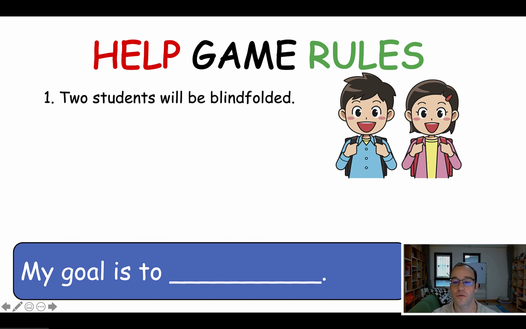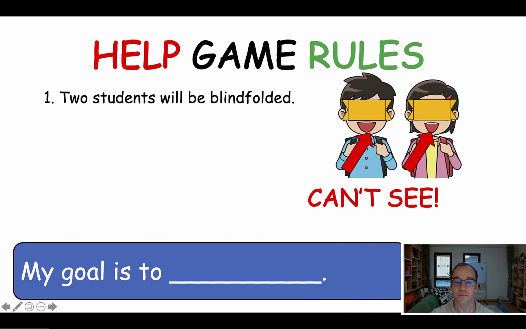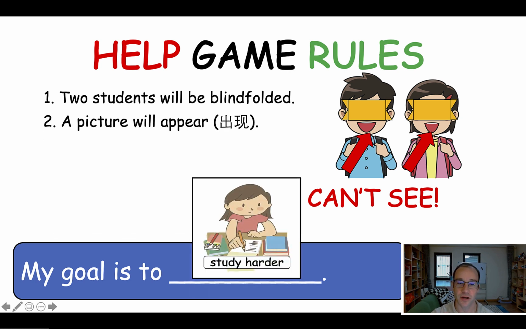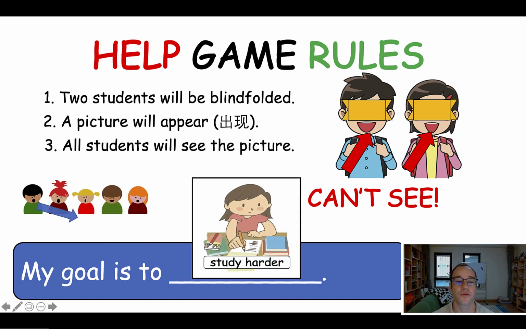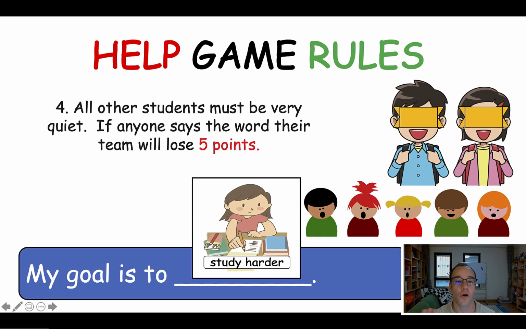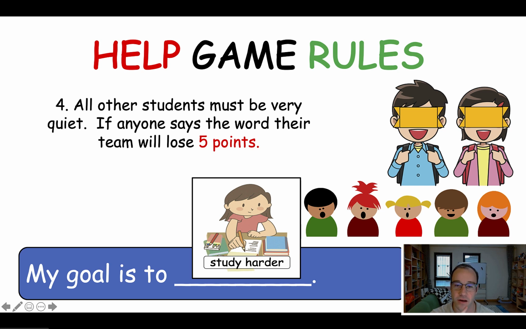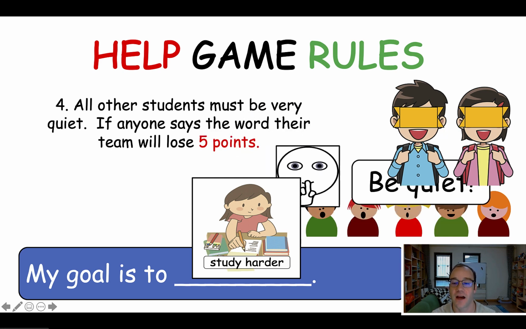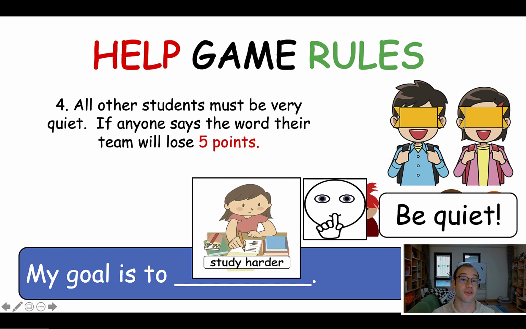So 2 students will be blindfolded, as I just said. Okay, a picture will appear. All students will see the picture. Okay, so all the seated students can see the picture, but the blindfolded students can't see anything. Now very important. All other students must be very quiet. If anyone says the word, says the phrase, their team will lose 5 points. So be quiet and be strict about this.